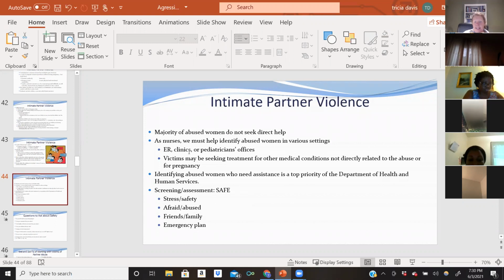So most facilities have a screening assessment that you do. It's called SAFE. So you are looking to see, is the patient stressed? Do they appear stressed? Do they feel like they're not safe? Are they acting funny around their husband? Do they have a lot of bruises? Are they not allowed to talk? Does the husband talk? Do they not have any friends or family? I mean, all this would vary depending on the setting that you saw them in. And then we would want to talk to them if we believe that there was something that was going on. We would want to know if they have an emergency plan in case someone was trying to hurt them.